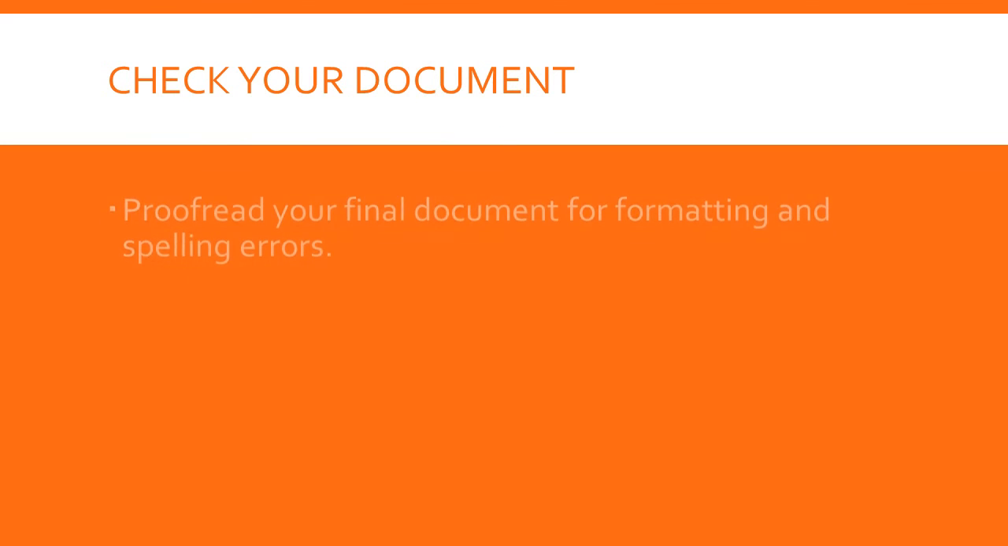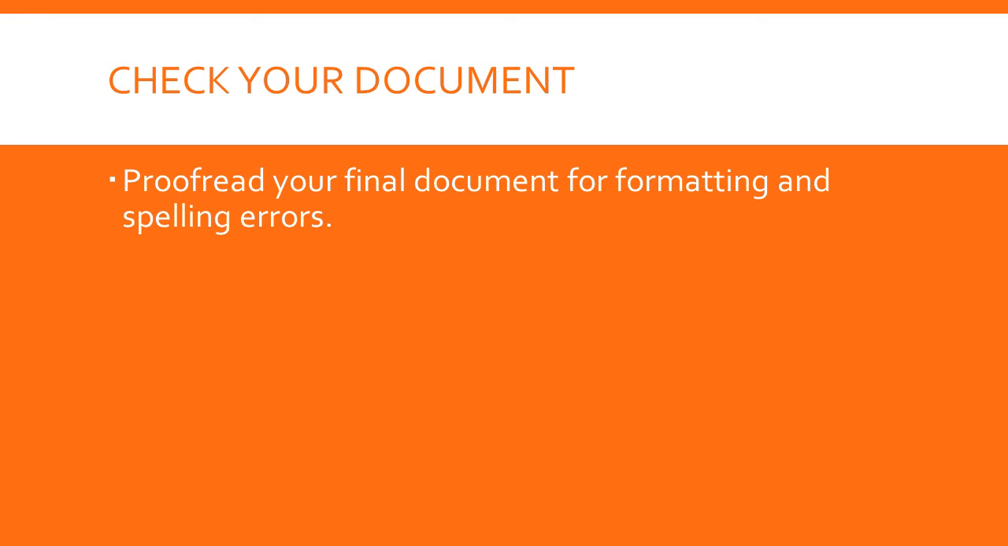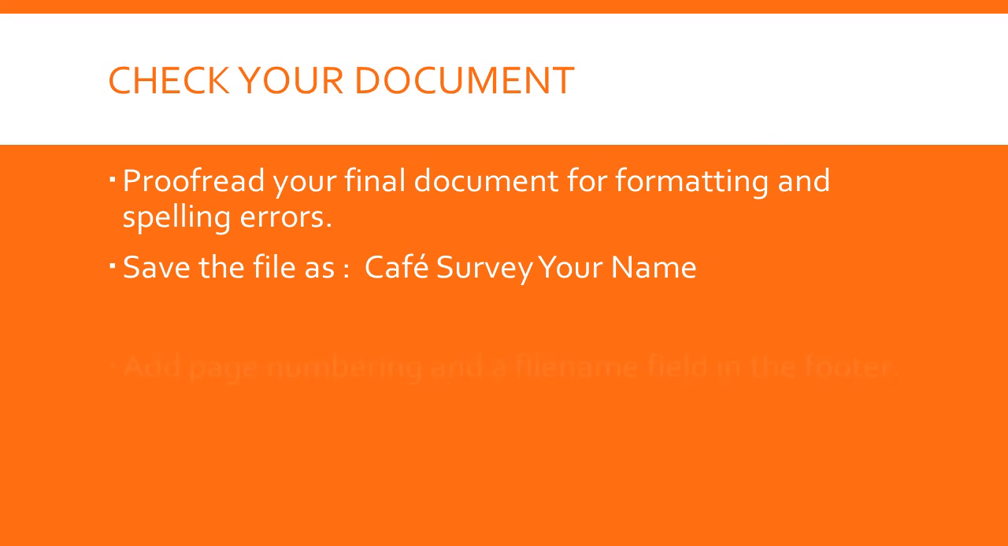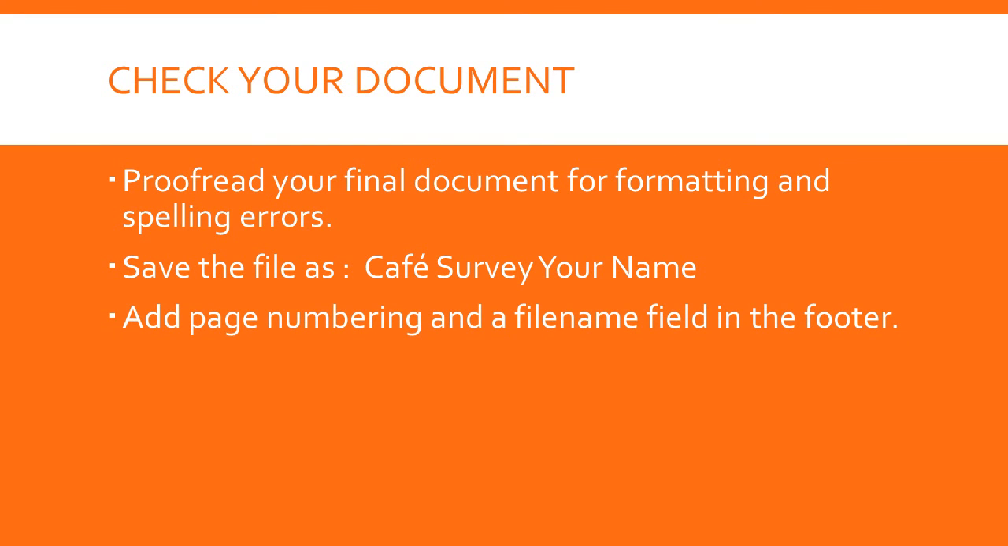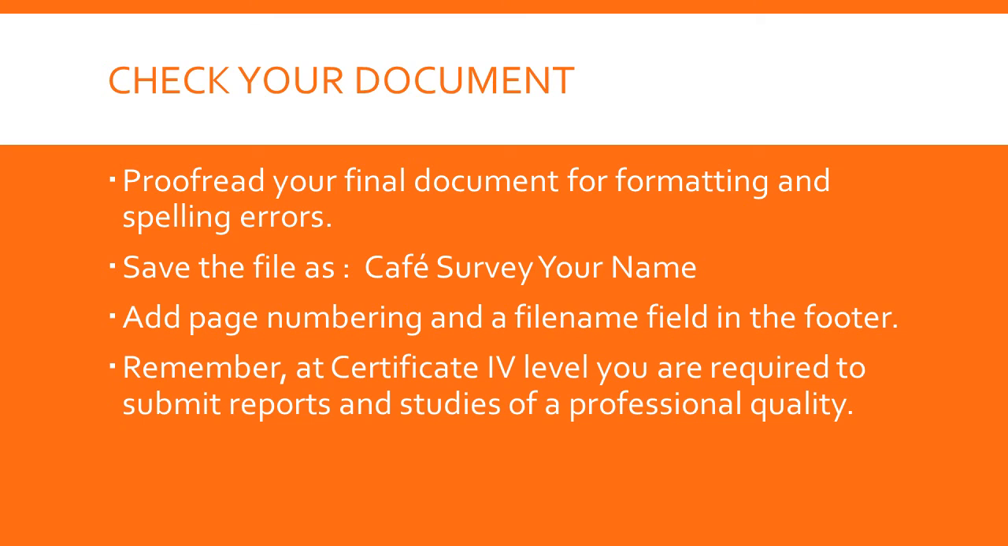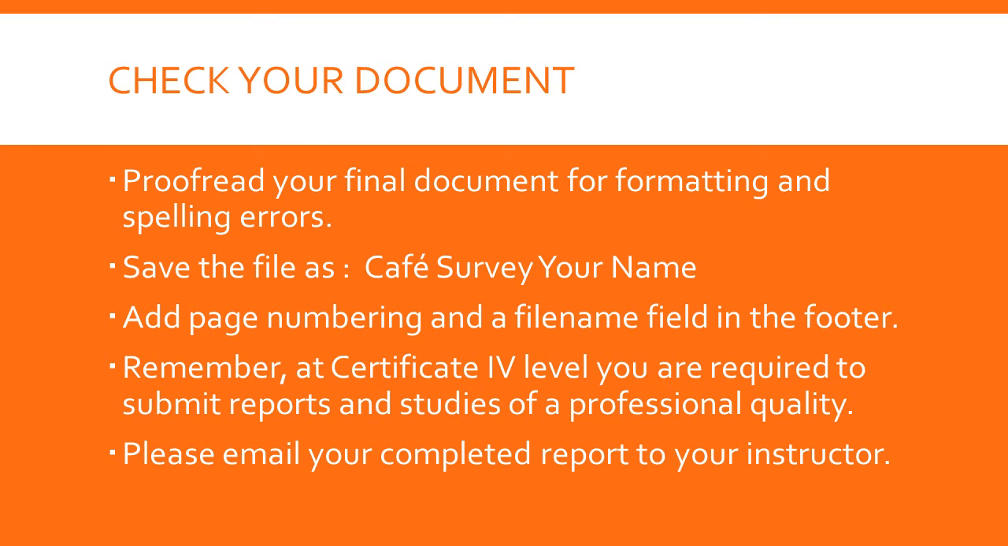Okay, before sending the document to me, you're going to check it. You're going to proofread your final document for formatting and spelling errors. You're going to save the file as Cafe Survey Your Name, add page numbering and a file name filled in the footer. And remember, at Certificate 4 level, you're required to submit reports and studies of a professional quality. So keep the fonts equal, the headings equal, the spacing equal. You're going to email it to me, and if you're having any trouble, I'd suggest you watch this presentation again, and also perhaps go back and watch presentation 4. That might assist you.